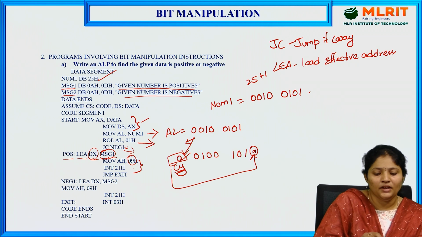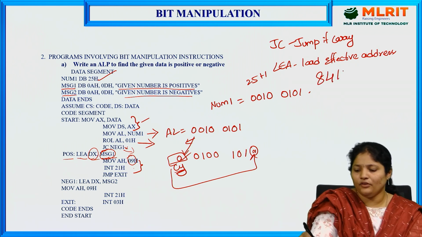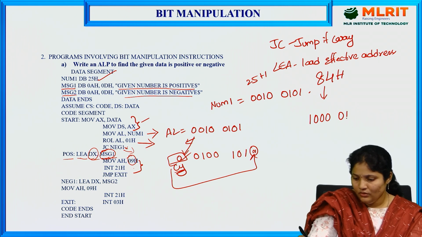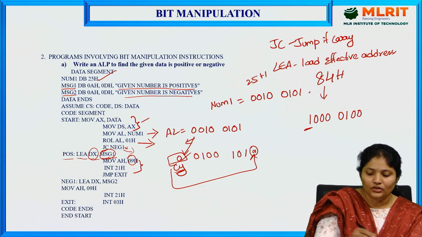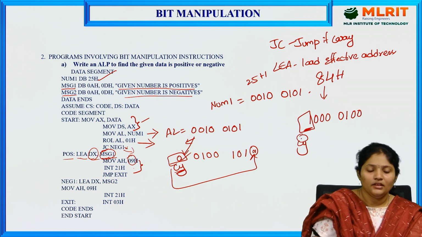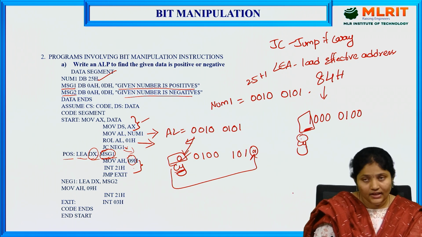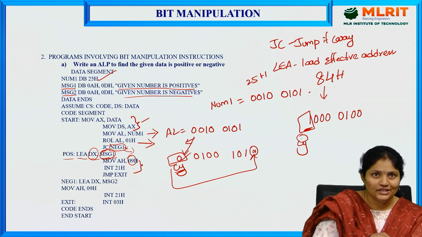Message 1 is nothing but "given number is positive." Let us take one example of a number 84H. How will we represent the number? 1000 0100. Here the most significant bit, while performing the rotate operation, this 1 will be moved to the carry, and while executing the JC instruction, jump if carry, yes, carry is there. Where does it need to jump? It needs to jump to the label NEG1, negative 1.